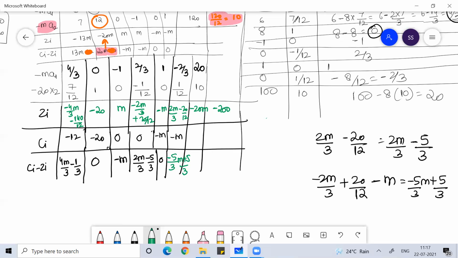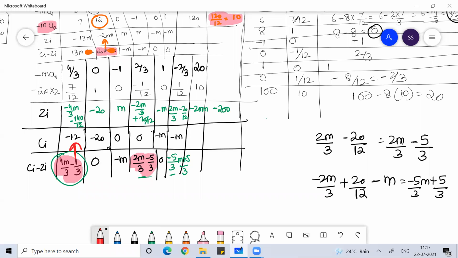So you can write down the values of Ci minus Zi. Which is the larger value? You can see all are negative. Here m is negative. Here it is positive, this is positive, this is positive, and this is positive. Out of these two, the larger value is this. So this will enter into the solution.